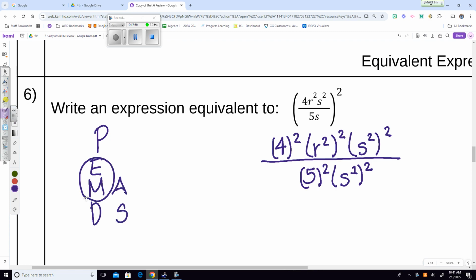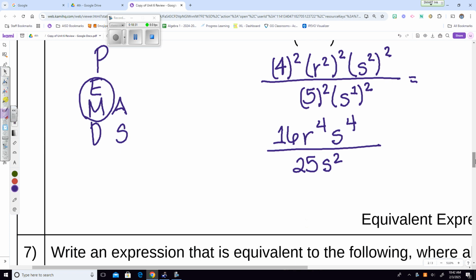All right, now the 4 squared, just take care of that like usual. What's 4 squared? 16. R squared squared. It's what? R to the 4th. S squared squared? S to the 4th. What is 5 squared? 25. And then s to the 1st to the 2nd? 2. Very good.